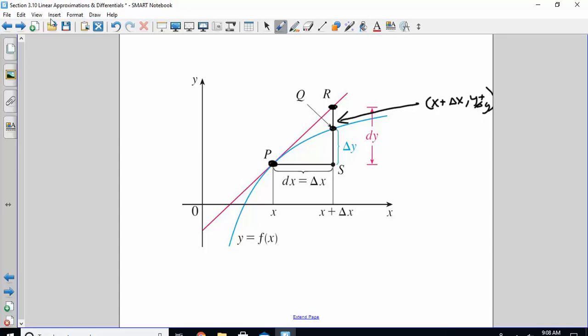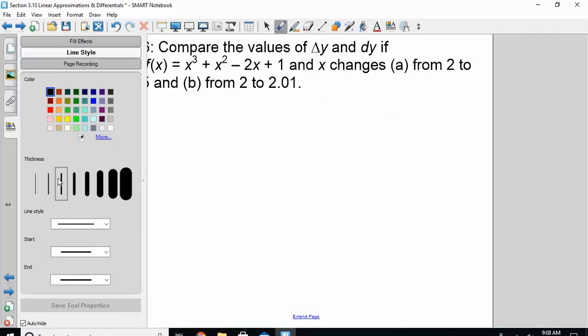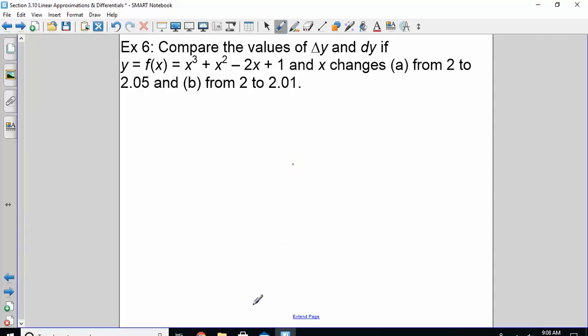Okay, let's look at an example. I want to compare the actual values of change in y and dy for this function. We're going to do it 2 times. Part A, we're going to look as x changes from 2 to 2.05. So the change in y is the true amount y changes on this curve. To get that value, we just need the 2 y values for this curve itself, and we can subtract them. So I first need to find f of 2 and f of 2.05. So you plug those in.